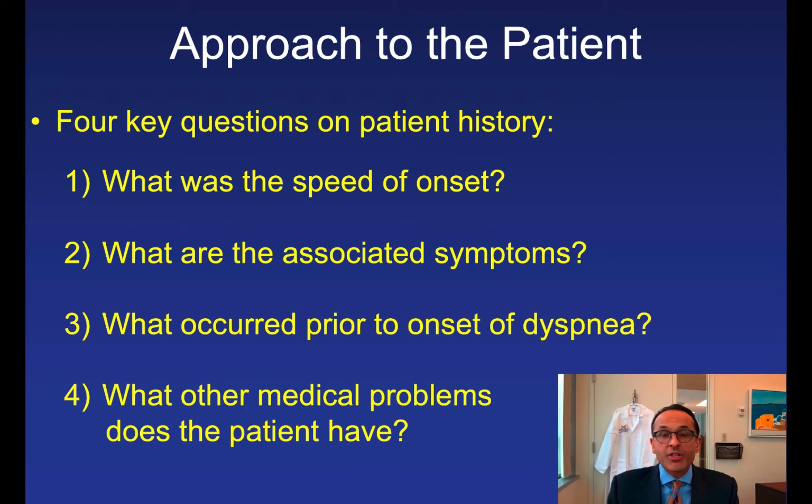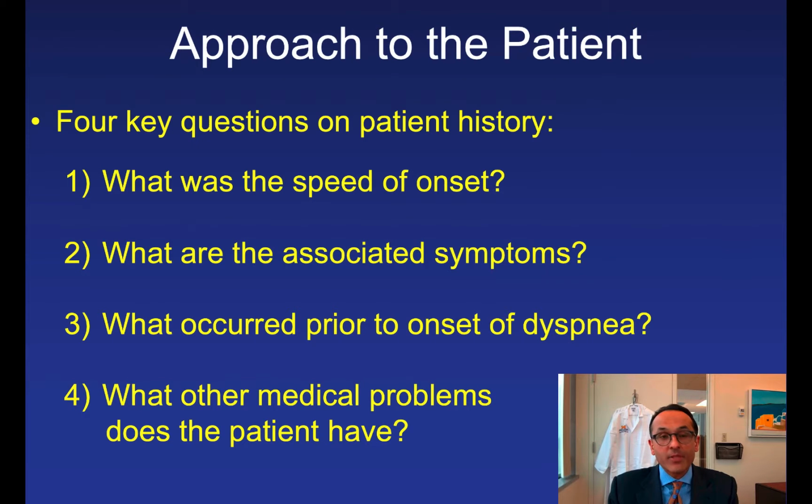There are 4 key questions on patient history that you should gather as part of your history of present illness. What was the speed of onset? Was it sudden or was it more gradual? It helps to distinguish between the different diagnoses we just discussed.